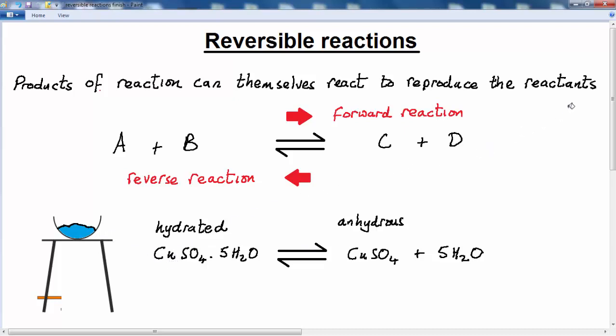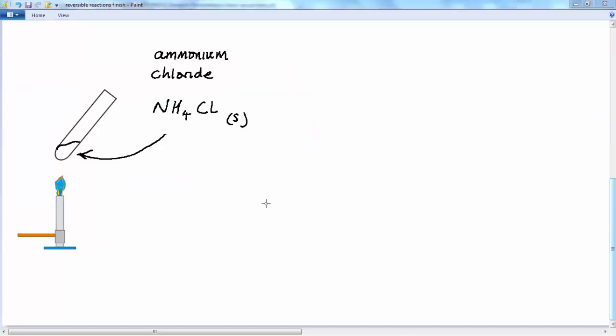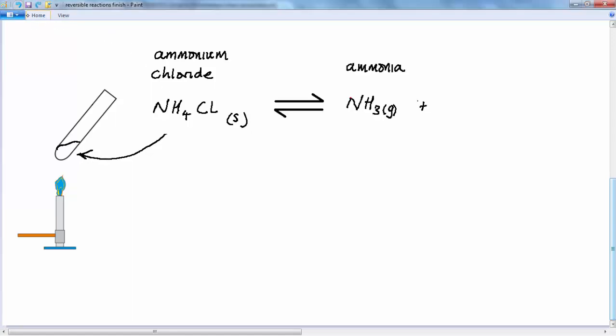Another example of a reversible reaction which is quite often quoted in textbooks is the decomposition of ammonium chloride. Ammonium chloride is a white crystalline substance, and we're heating it here in a Pyrex test tube, and what's going to happen is that when we heat it, the ammonium chloride is going to decompose into two gases. One of those gases is ammonia and the other gas is hydrogen chloride.